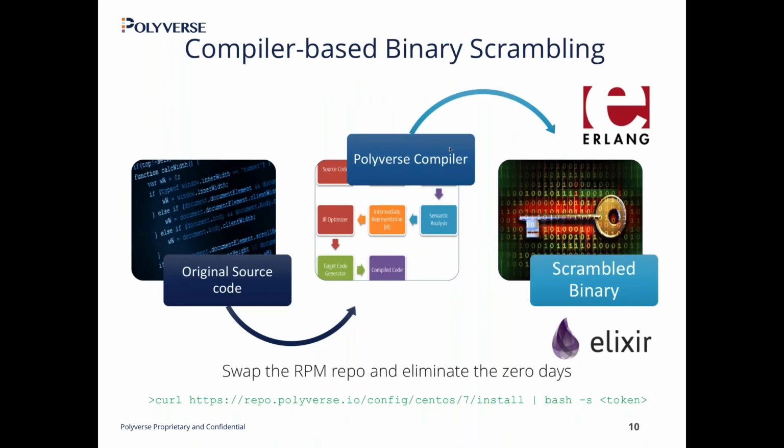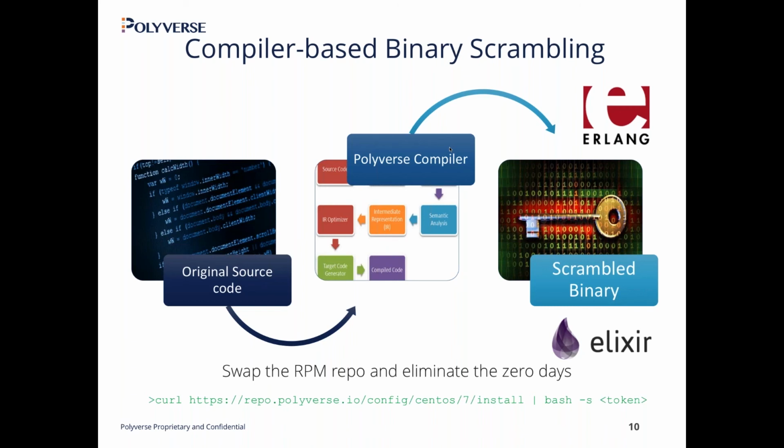All right, binary scrambling. If we call back a few slides, I showed you a zero-day using the ROP gadget technique. Whether it's the ROP gadget technique or jump gadgets or other things, this is what WannaCry, Petya, all these things are using as attacks these days. The solution is to create diversity in the code. So what we've done at Polyverse is we have a compiler-based binary scrambler.